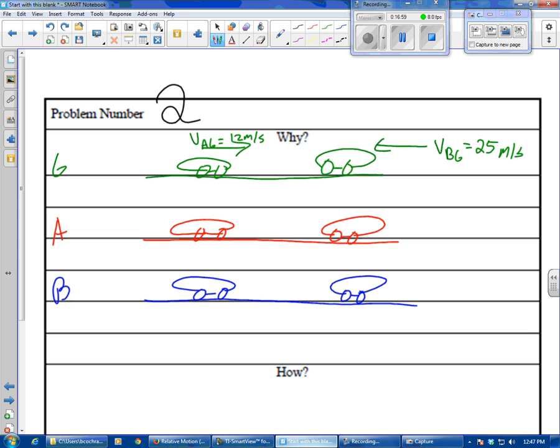And which way do you guys want to call positive? East? Okay, so we're going to go a big old positive that way.